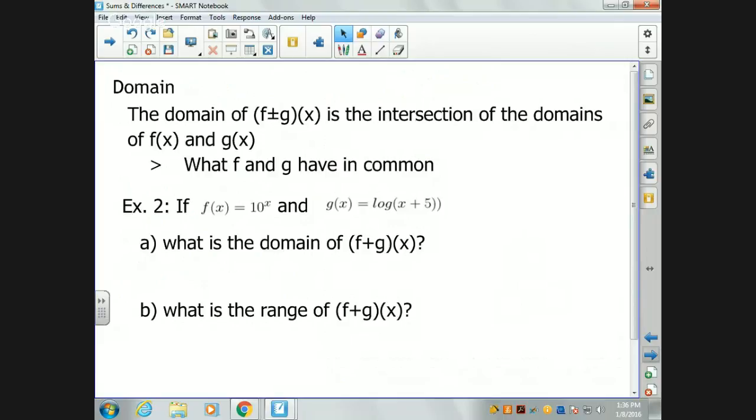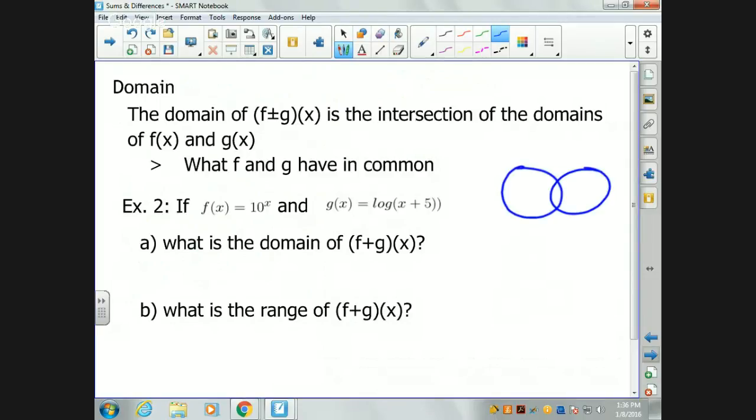What that means, the intersection just means what they have in common. You can think of it as a Venn diagram. If this is the domain of f and this is the domain of g, this is the intersection. This is what they have in common. Or if you want to, you can think of it kind of like a number line.